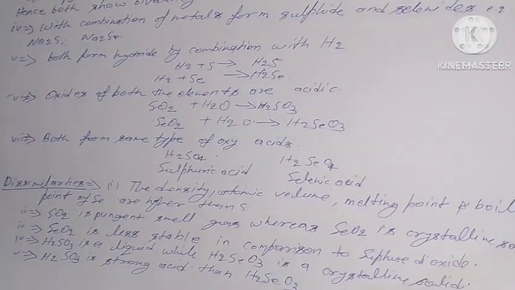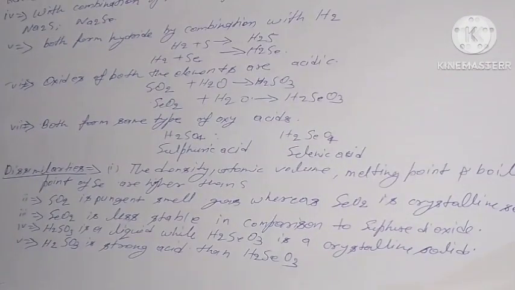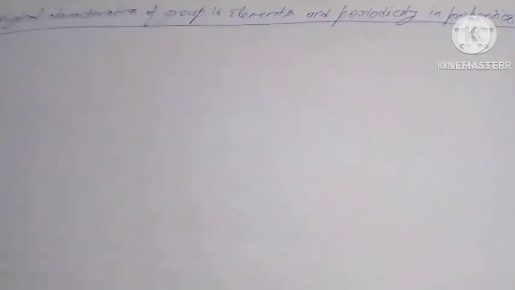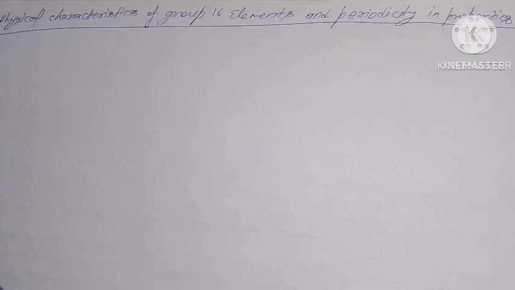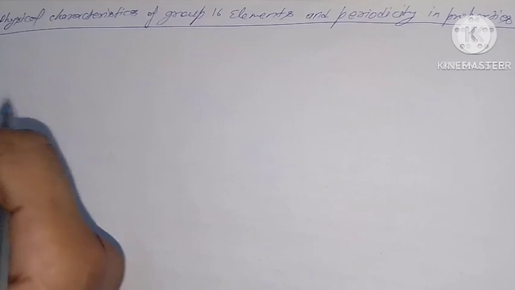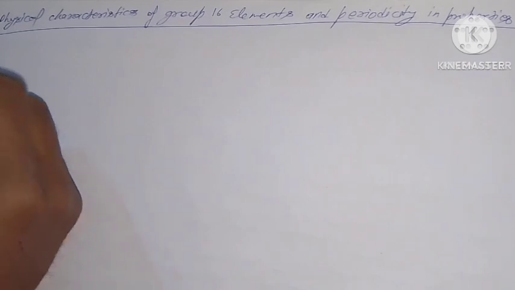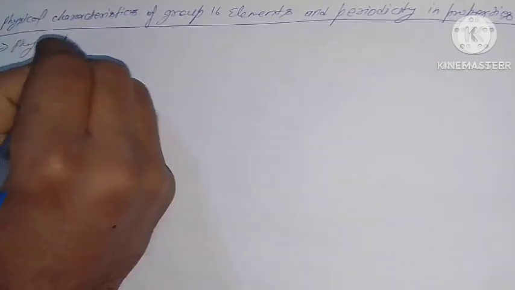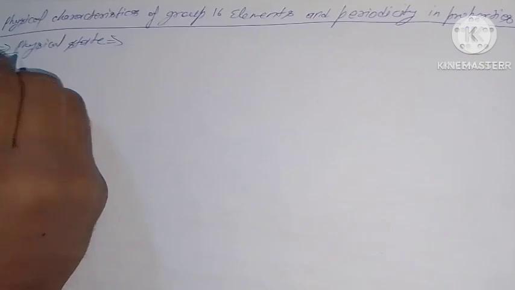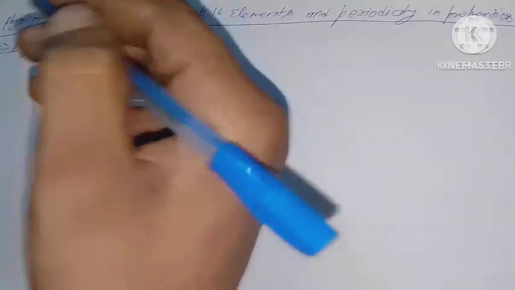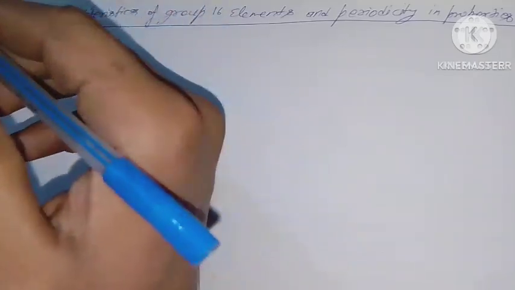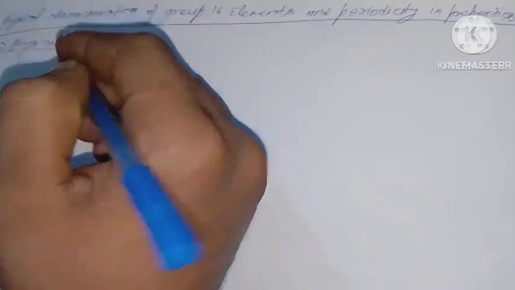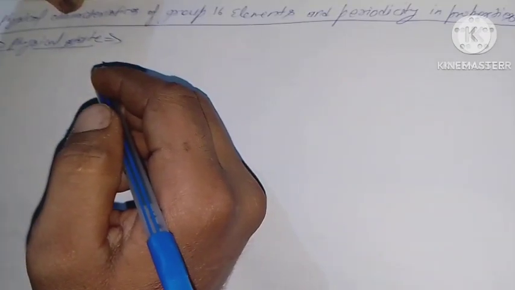Next, general properties of group 16 elements. Physical properties of group 16 elements and periodicity in properties. First is the physical state. The physical state changes with increase in atomic weight. Oxygen is a gas while other elements are solid, all are polyatomic.